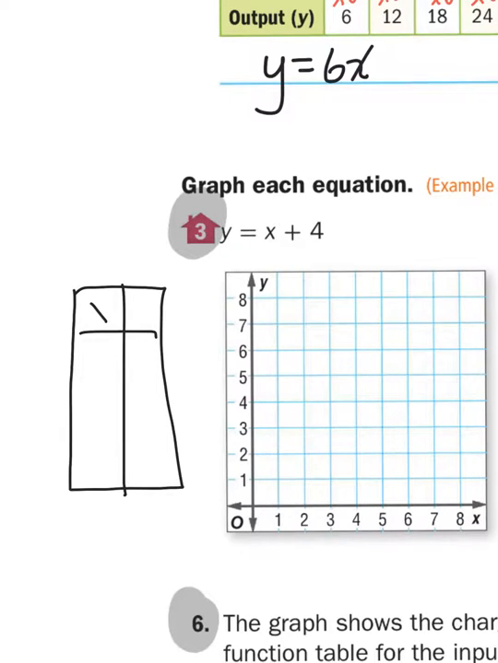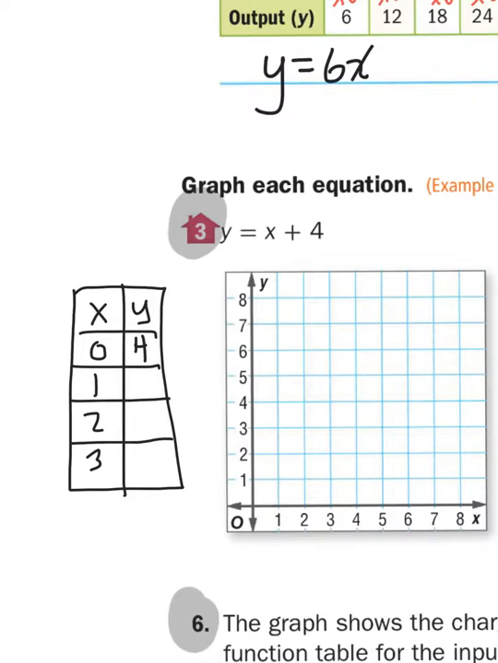So, I have x and I have y. And you are going to want to guess a few values. So you always want to start with easy numbers. So I'm going to start with 0, 1, 2, and 3. Now what I'm going to do in my equation is I'm going to substitute 0, 1, 2, and 3 in for x and see what my y is. So let me start with 0. If I put 0 plus 4, I get 4. So my y value will be 4.